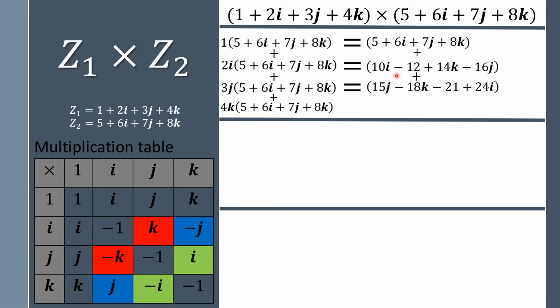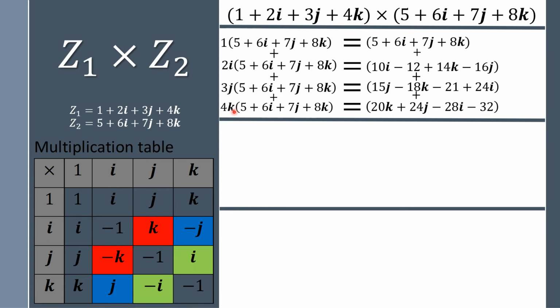3j times 5 is 15j. 3j times 6i, 3 times 6 is 18. j times i is negative k, so that's negative 18k. 3j times 7j is 3 times 7 is 21. j times j is negative 1, so that's negative 21. And then we have 3j times 8k. 3 times 8 is 24. And j times k is i, so that's plus 24i.